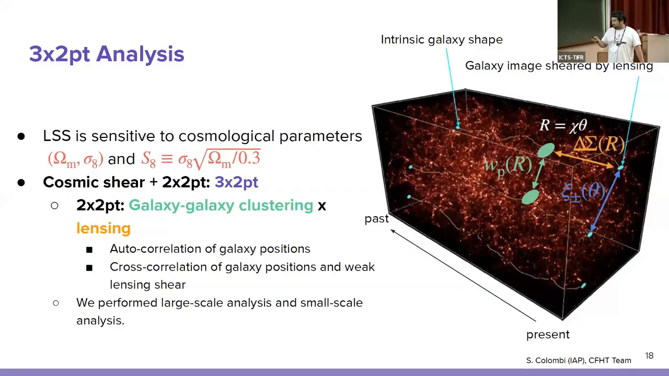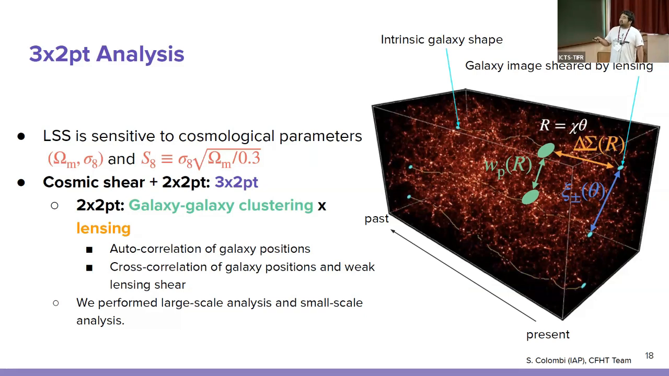Okay, so the 3x2 point analysis is combining the cosmic shear plus 2x2 point. By 2x2 point, I mean combining galaxy-galaxy clustering and galaxy-galaxy lensing. Galaxy-galaxy clustering is the spatial clustering of these galaxies, and galaxy-galaxy lensing is a measurement of the dark matter distribution around these galaxies.